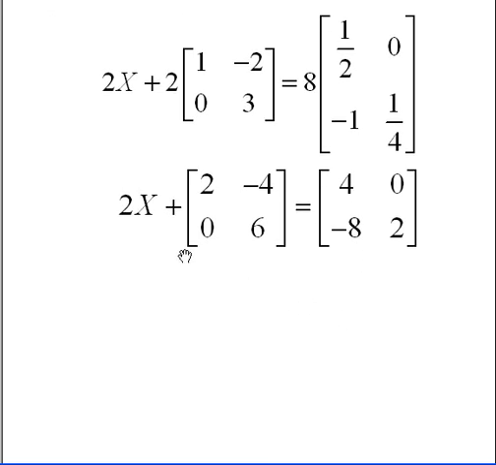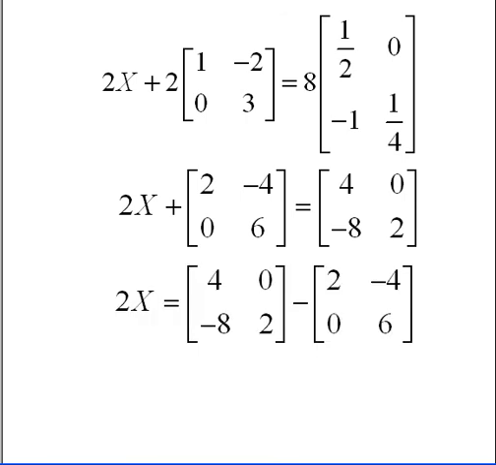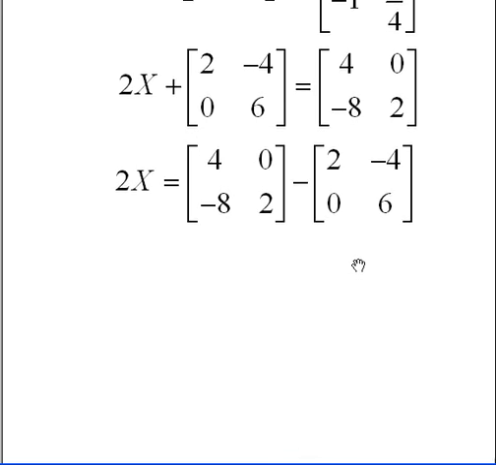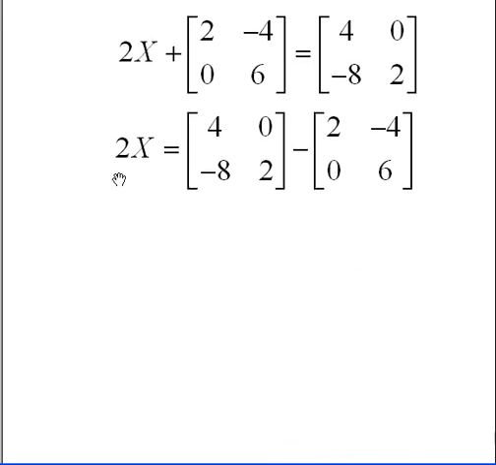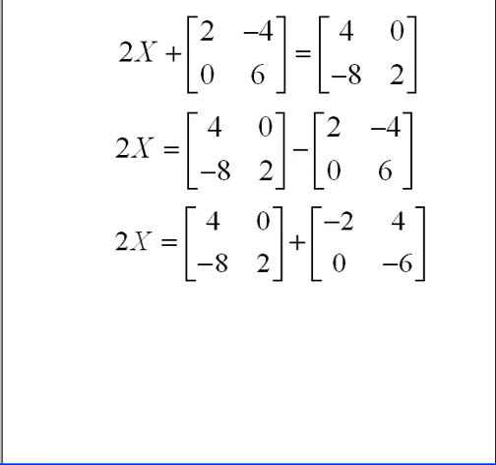In our next step, we want to isolate the variable, as always, get x by itself. So that means we need to subtract the matrix that is being added to it. To do so, we are going to get 2x by itself by subtracting our matrix, which contains the elements 2, negative 4, 0, 6, from both sides of the equation. And that isolates 2 times x. So again, we can do the subtraction. We add the additive inverse instead.